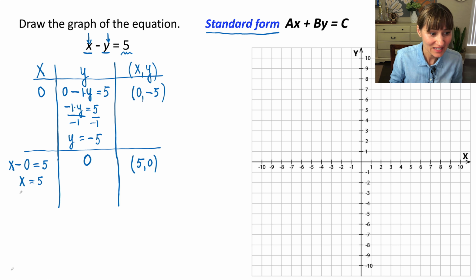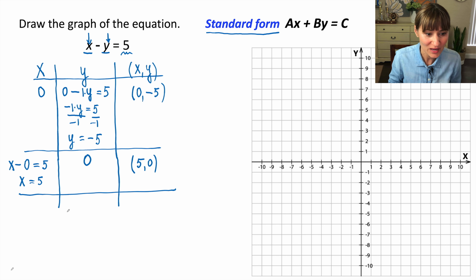Very good. Let's pick another point as a confirmation to make sure that our points are lined up. So for example, let's pick 2 for x. So we're gonna take 2 and plug it in where x is in the equation. So 2 minus y equals 5. And we are going to find the corresponding value for y.